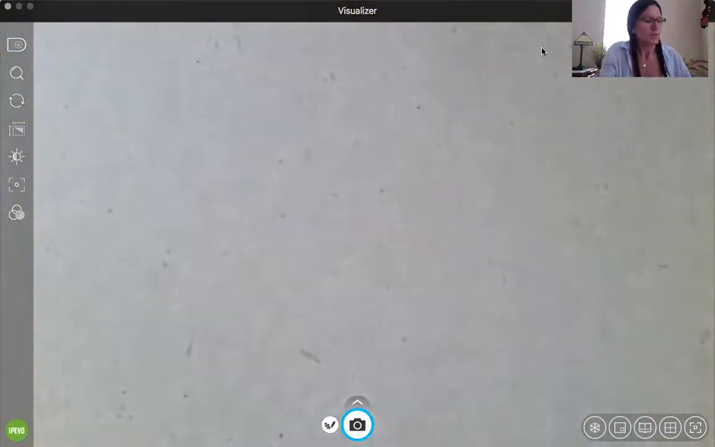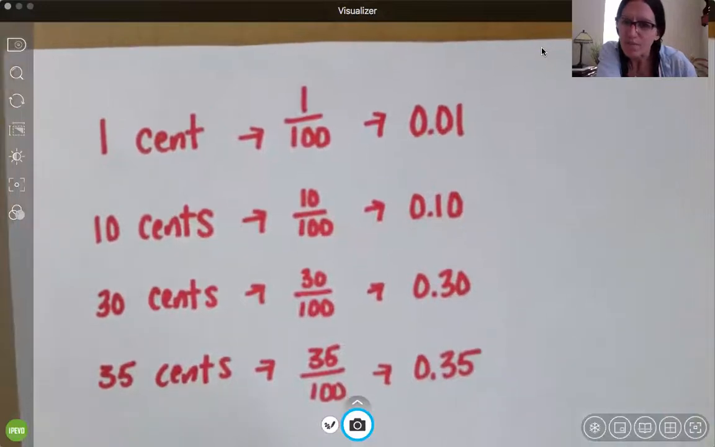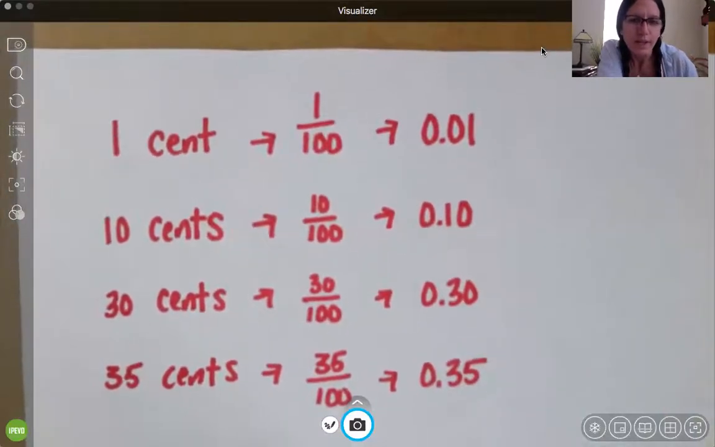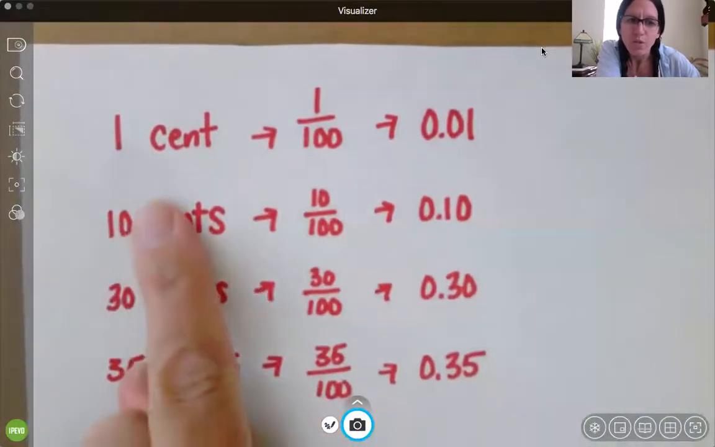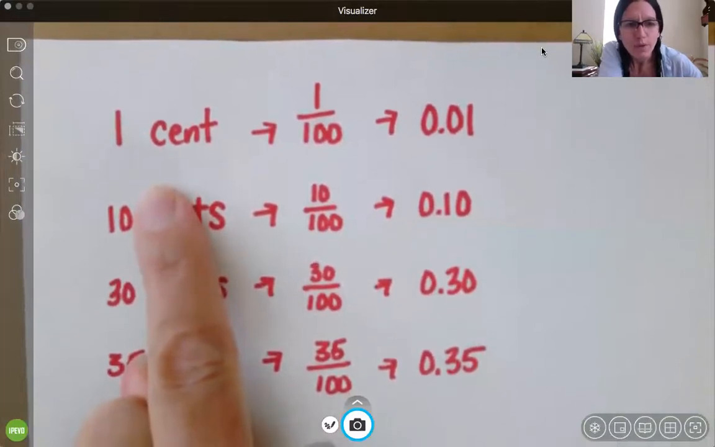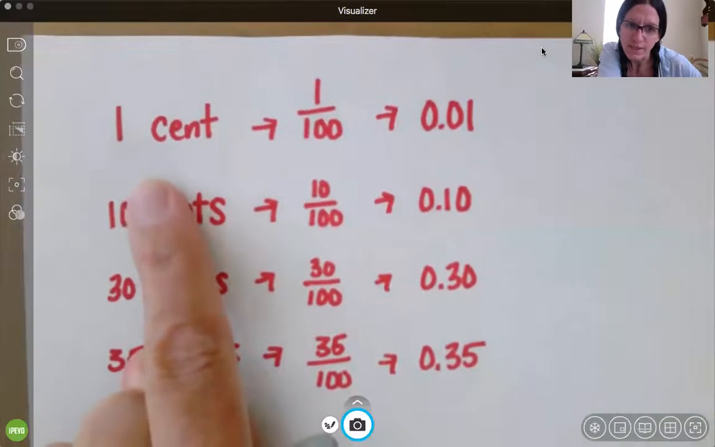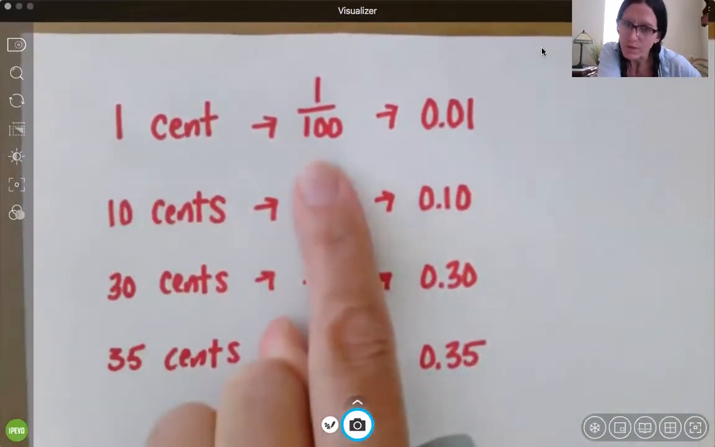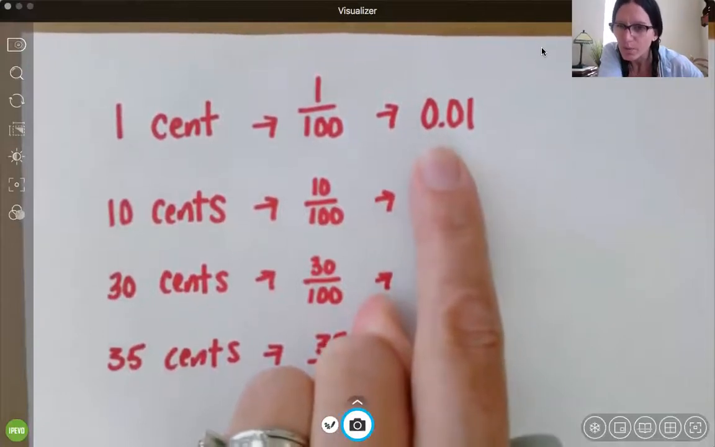The next thing I just want to remind us of is some of the ways that we can rename something. And a really helpful way to think of decimals is to think of money, especially when we're talking about decimals that are in the hundredths place. If we think of 1 cent, 1 penny, we're talking about the value of 1/100th of a dollar, because there's 100 pennies in $1. So 1 cent would be 1/100th of a dollar. And aside from not putting the dollar sign, that's how we would write 1 cent.